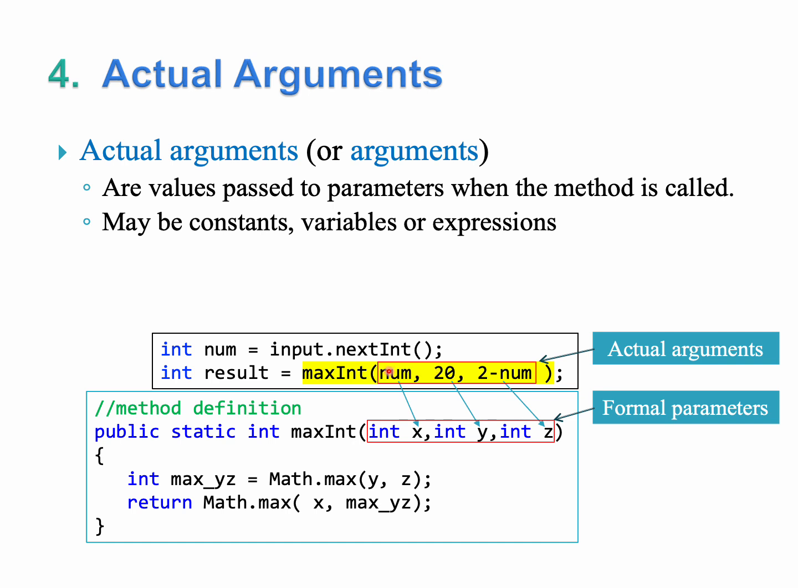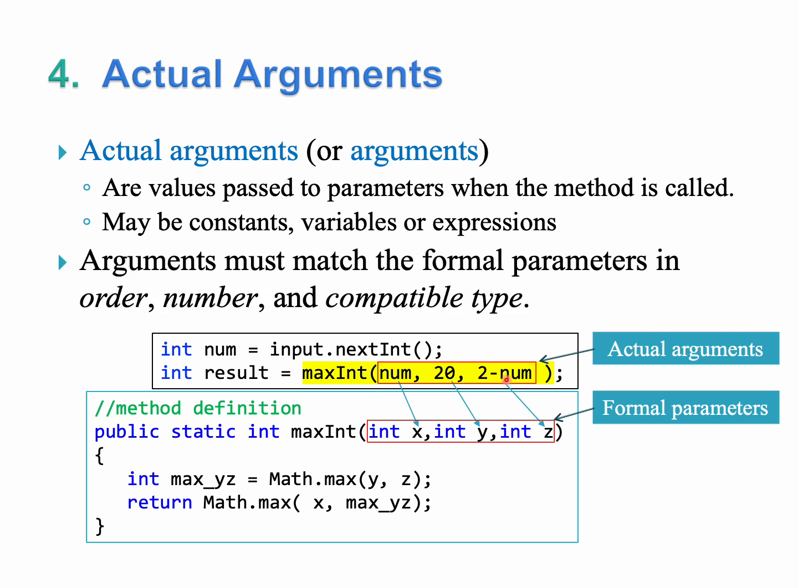For example, in this method call of the method maxInt, there are three arguments. The first one is variable num. The second one is constant integer 20. And the last one is the expression 2 minus num. In most cases, the number, the order, and types of arguments in a method call must match the formal parameters in the method header. Otherwise, a syntax error will occur.